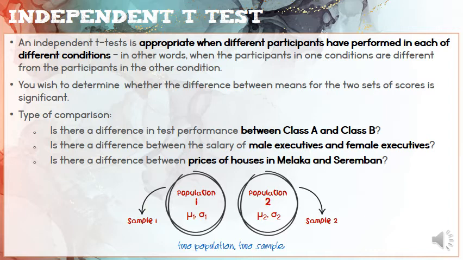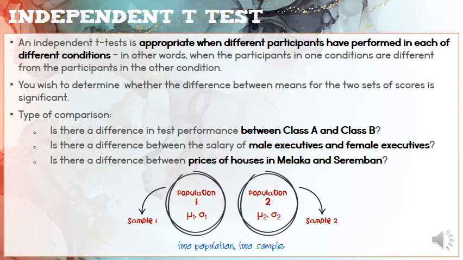Alright, so basically dalam independent t-test ini kita nak compare means untuk dua group yang berbeza. Okay, participant dalam the first group adalah participant yang berbeza dengan group number 2. So, antara contoh-contoh comparison yang kita boleh buat, for example, is there a difference in test performance between class A and class B?